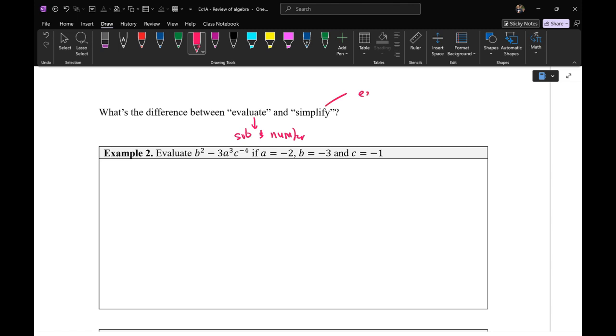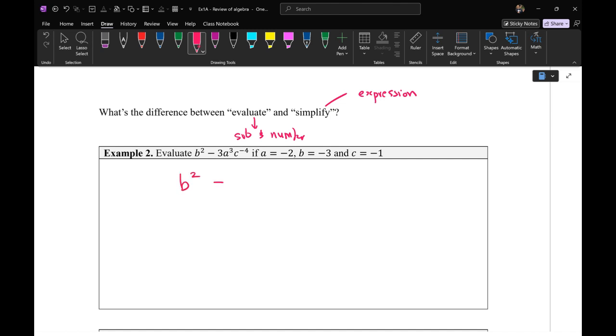Simplify this expression. So in this question here, they say evaluate b squared minus 3a cubed c to the power of negative 4. I want you guys to have a go with this one first, and then let's see how many of you get it right. I purposely put a lot of negatives in there because I wanted to see how many of you are going to make this mistake. So let's go.